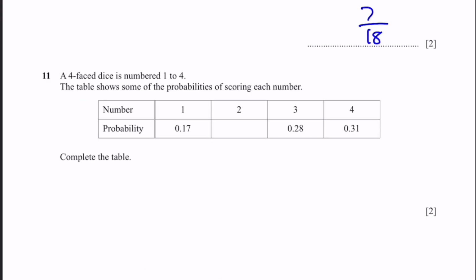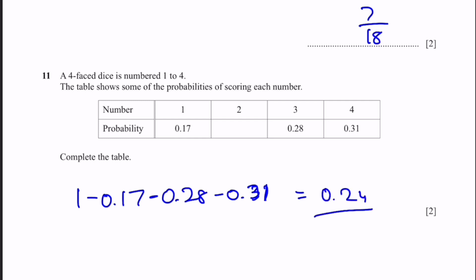Question 11. A 4-faced dice is numbered 1 to 4. The table shows some probabilities of scoring each number. Complete the table. You need to find the probability of scoring number 2. So total probability is always 1. So probability of scoring number 2 is 1 minus all the other probabilities. So 1 minus 0.1 minus 0.28 minus 0.31. And if you do that correctly, you get the answer as 0.24. That's the answer.